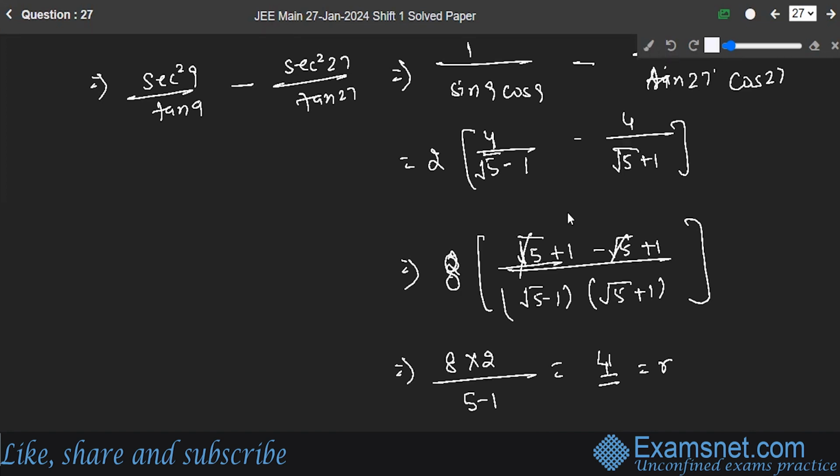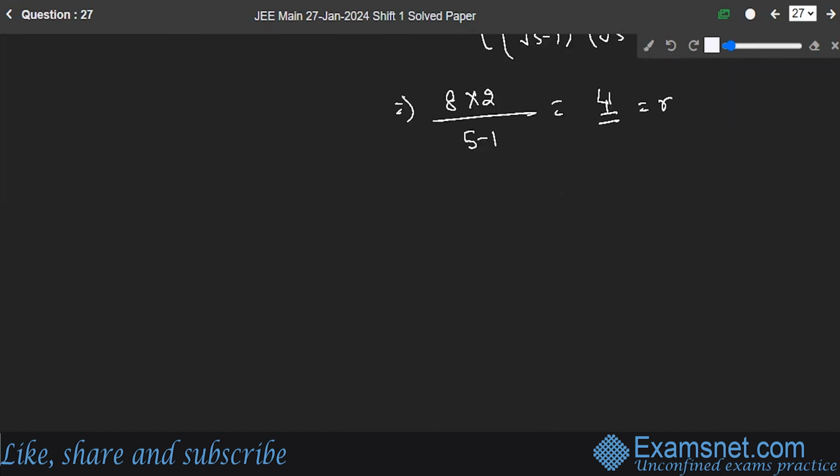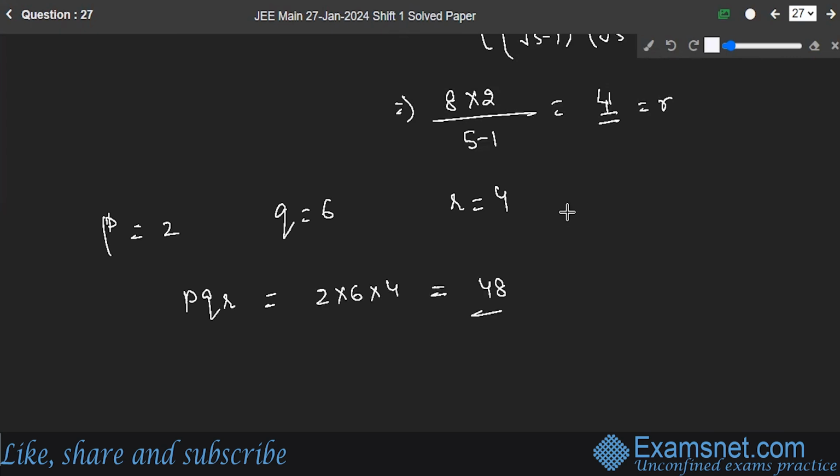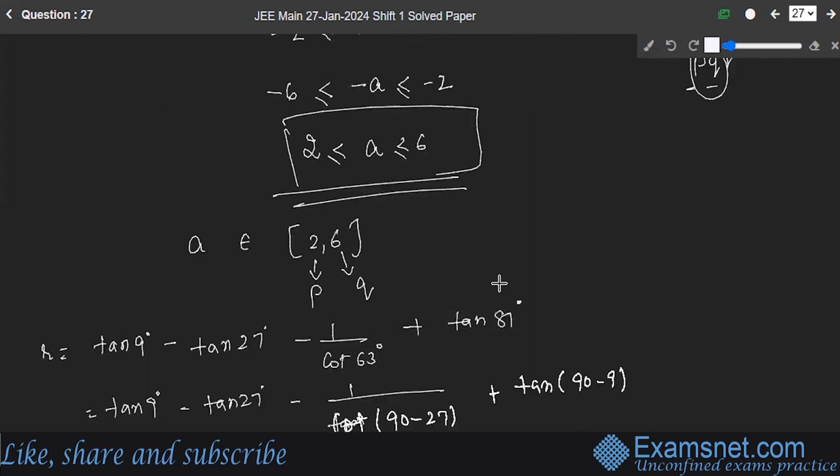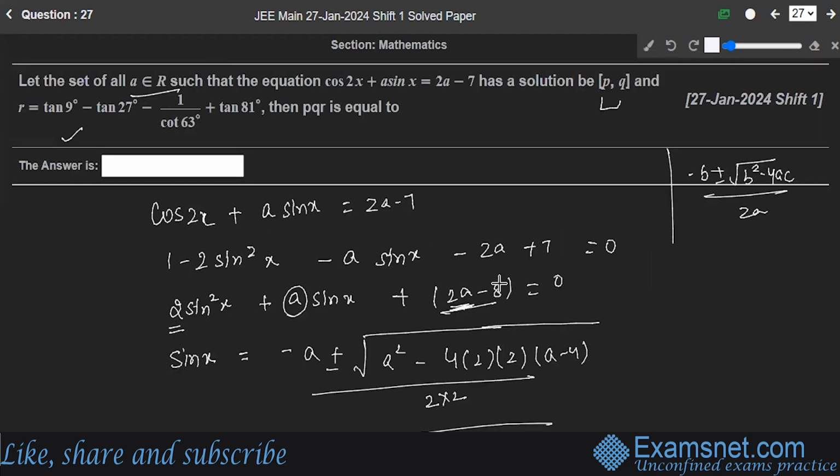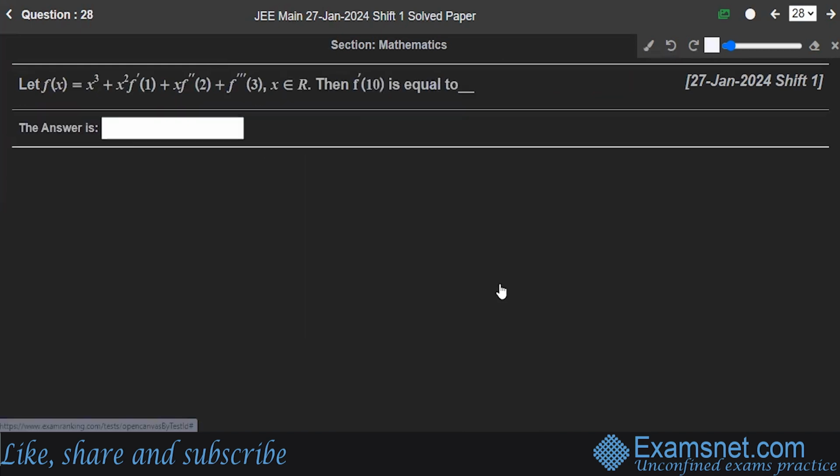So we got all the values. We solved for PQ. P came out to be 2. Q came out to be 6. R we solved as 4. So PQR, that is equal to 48. So this is the answer to the question, 48. Okay, that's it. Let's move to the next question, number 28.